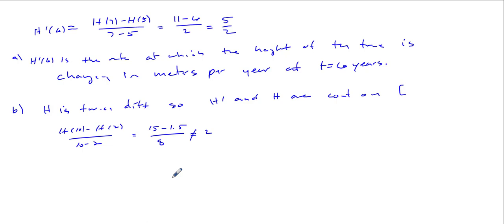3 to 5. How? Because what's 6 minus 2? 4. What's 5 minus 3? 2. What's 4 divided by 2? 2. There we go. There's our interval. Okay?